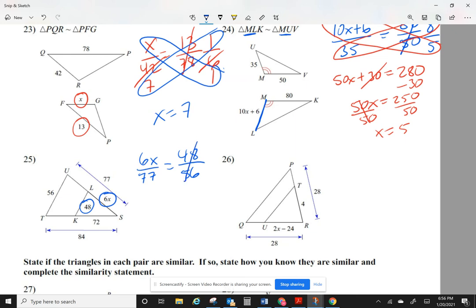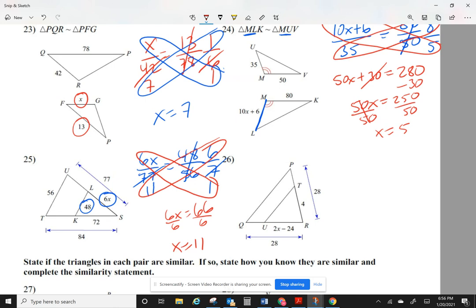48 and 56, let me divide each by, let's divide it by 8. That gives me 6 over 7. Sideways, 7 and 77, let me divide each by 7. That's 11 and 1. All right, so let me cross multiply. 6x times 1 equals 11 times 6. Let me divide both sides by 6 to get the x by itself. X equals 11.